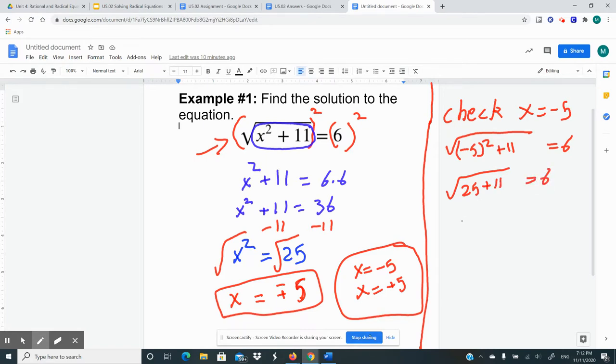Now -5 squared is 25, plus 11 equals 6. 25 plus 11, that's 36. So the square root of 36 is equal to 6, and that is correct because the square root of 36 is 6.